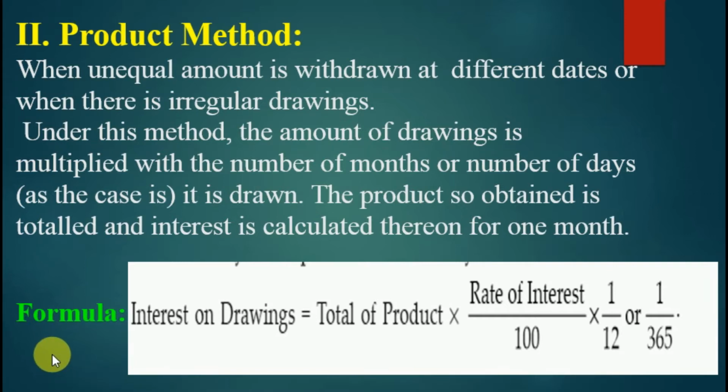Here we will discuss the formula of interest on drawing under the product method. So interest on drawing equals total product into rate upon 100 multiplied by 1 upon 12, or in case of days, 1 upon 365.